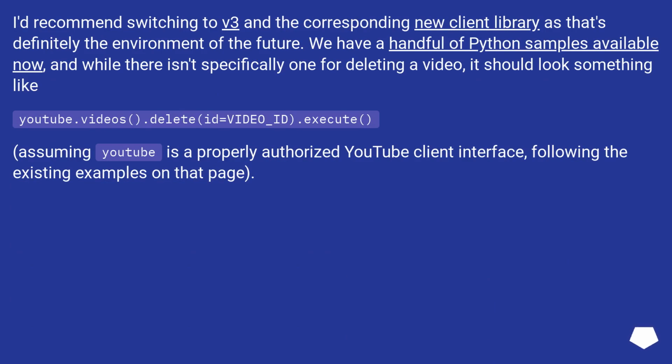We have a handful of Python samples available now, and while there isn't specifically one for deleting a video, it should look something like youtube.videos.delete equals video_id.execute. Assuming youtube is a properly authorized YouTube client interface, following the existing examples on that page.